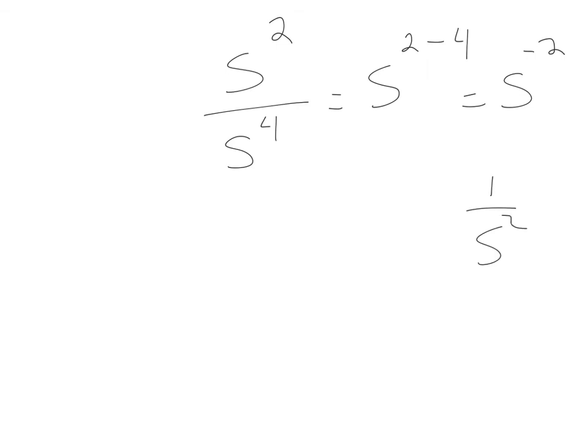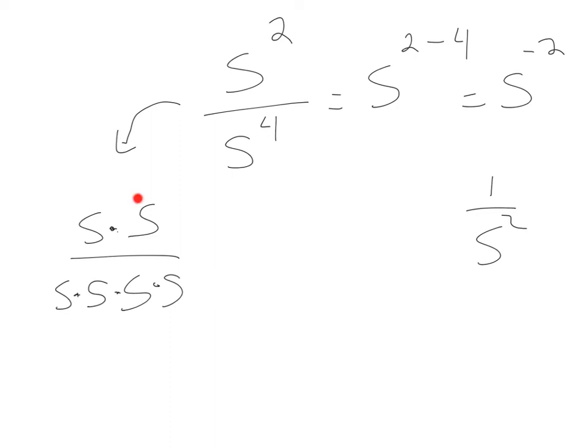Another way to represent that would be to rewrite this as s times s divided by s times s times s times s. So we have s squared on top, 2 s's, right? S to the 4th on the bottom, 4 s's, okay? So when we do that division, we can actually cancel some of these things out. That s cancels out, that s cancels out. That leaves us with 1, not 0, but 1 on the top, because it's division, so s divided by s divided by s, that leaves us with 1. And then these 2 s's on the bottom, which we haven't canceled out, so we have s times s, which is the same as 1 over s squared.